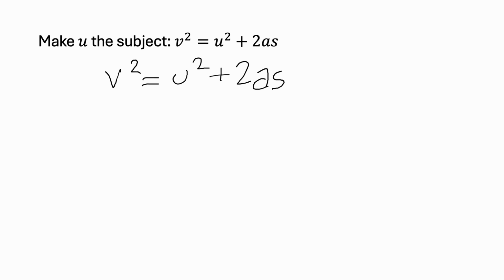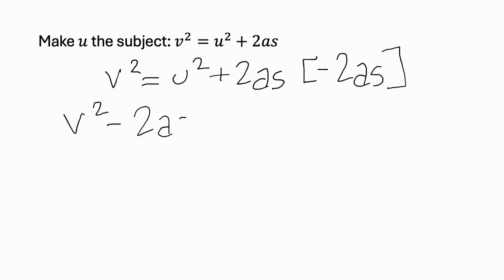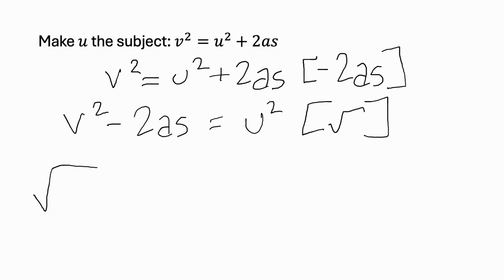So what we need to do first is get rid of this plus 2as. The opposite of adding is subtracting, so we're going to subtract 2as from both sides. So you get v squared minus 2as is equal to u squared. We want to know what u is, not what u squared is. So the opposite of squaring is square rooting. So we are going to square root v squared minus 2as, and that equals u.